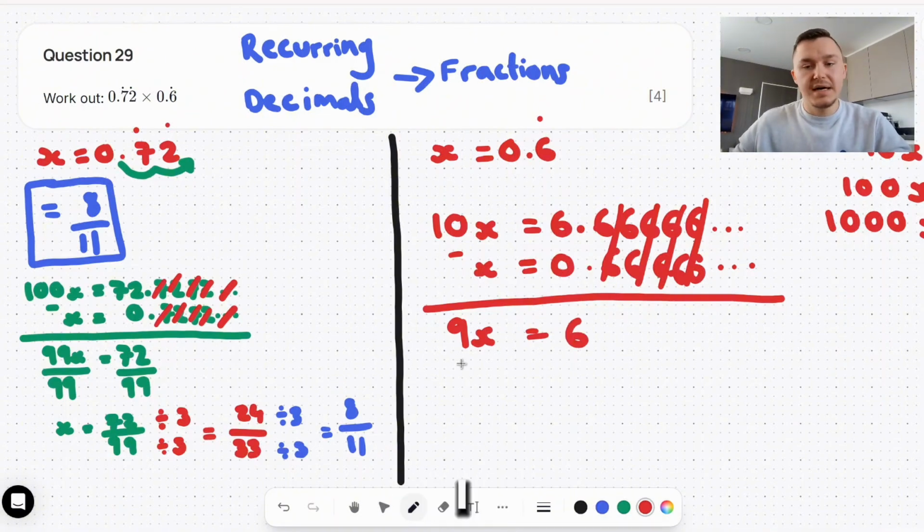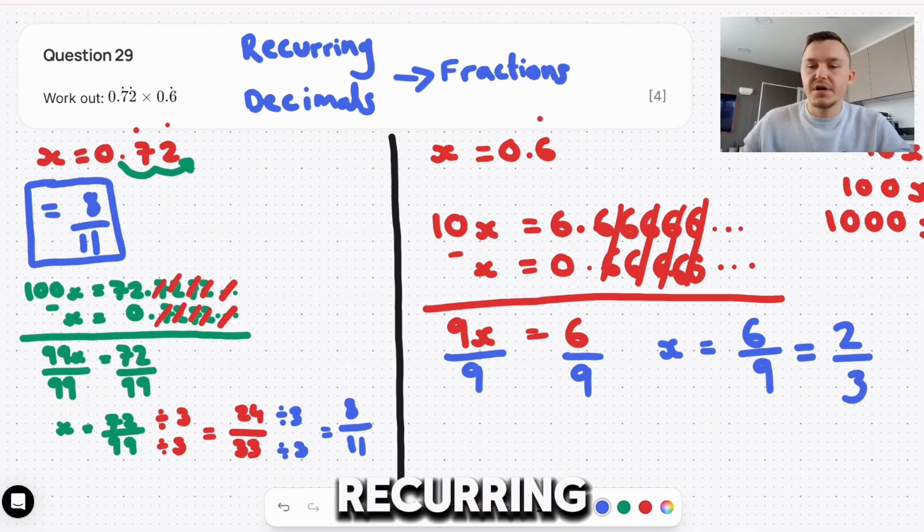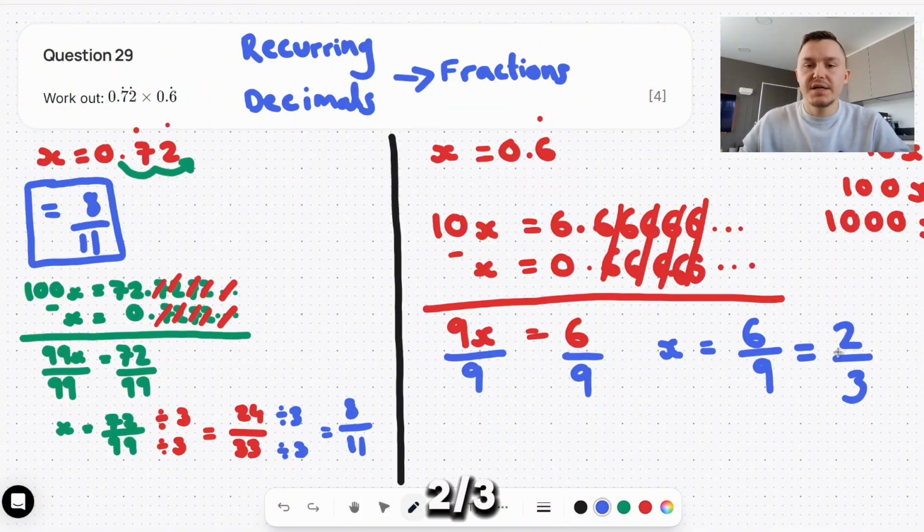At this point, I just have to solve for x, so divide both sides by 9, and I can see that x is equal to 6 over 9, and I can divide both the top and bottom by 3, which gives me 2/3. So 0.6 recurring was 2/3. We may have already known that x equals 0.6 recurring would have given us 2/3, but this is really good practice for numbers that you might not know the value of instantly.